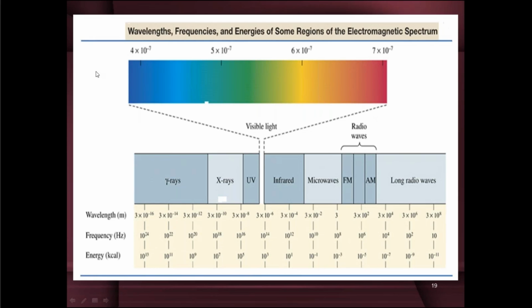This is the visible region, again highlighted as a number of colors. These are again the same thing indicating the wavelengths, frequency, energy. So we are more concentrating in this chapter on UV visible. You can see the energy also, it is highest at 10 raised to 13 for the gamma rays and lowest for the radio waves, 10 raised to minus 11 in kilocalories.